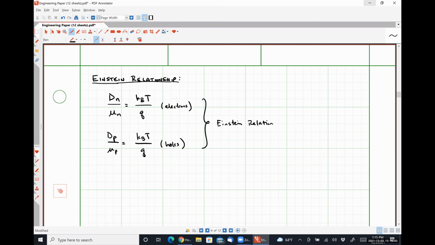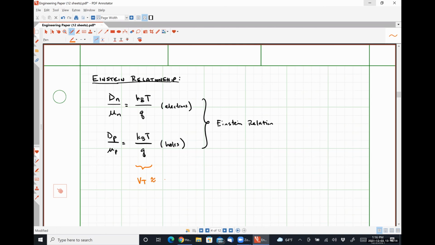This quantity kBT over Q also has a special name. It's not going to mean a whole heck of a lot to us right now, but we will see it arise over and over again when we start dealing with PN junctions and bipolar junction transistors and all that kind of good stuff. So let's call this VT, which is the thermal voltage.